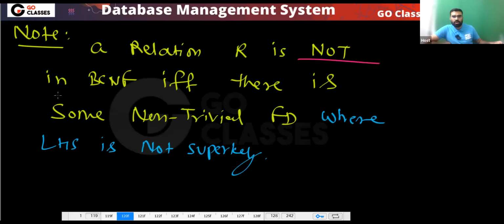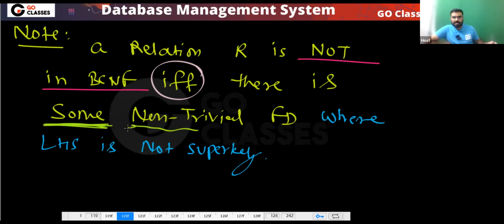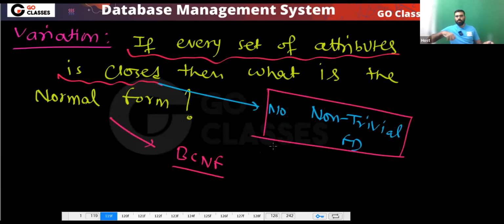A relation is not in BCNF if and only if there is some non-trivial FD where LHS is not a super key. So if you have no non-trivial FD, then definitely it will be BCNF. This type of question they can ask.